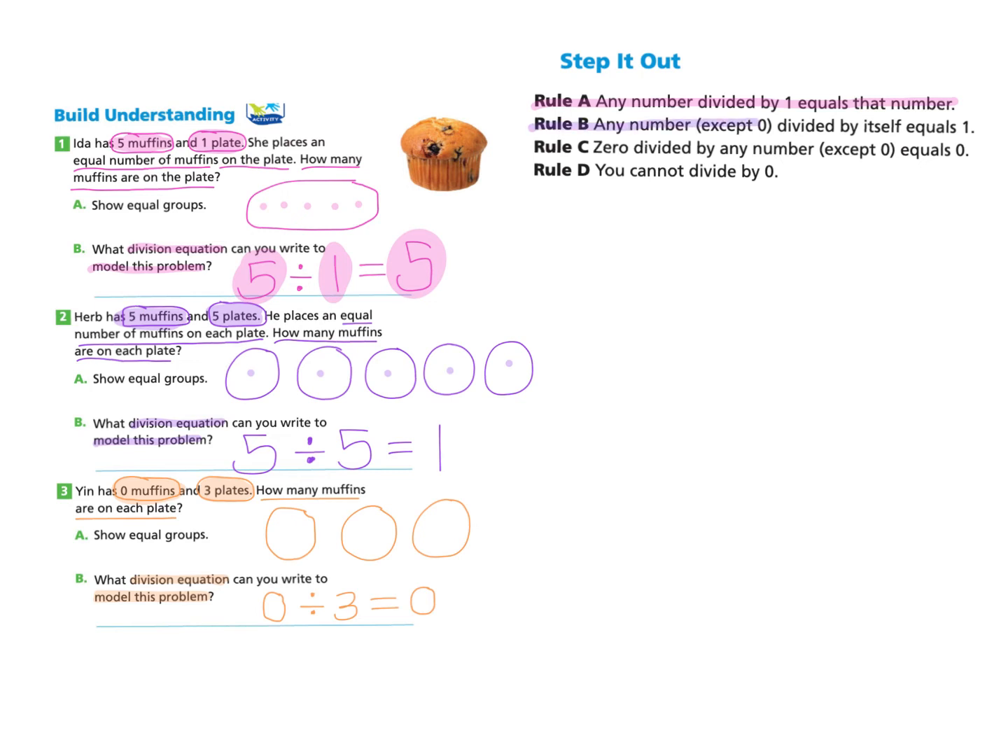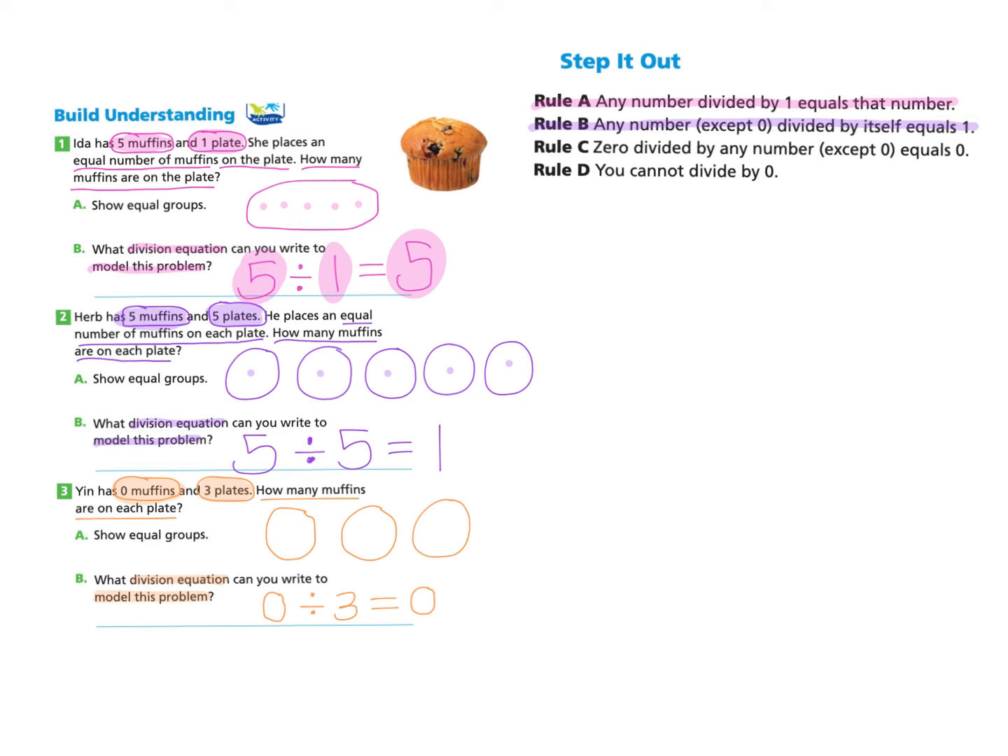Now let's take a look at rule B. Any number except for 0 divided by itself equals 1. We saw a demonstration in part 2 where Herb had 5 muffins and 5 plates, and he was able to put 1, an equal amount, on each plate.